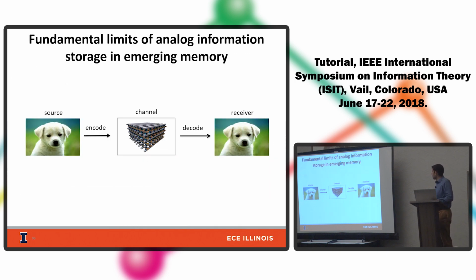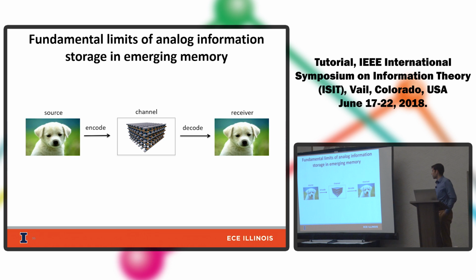Okay. All right, so now let me go to another vignette, which is storing analog information in these emerging phase change memory systems. And so here, again, we want to make use of the physical properties of the channel as much as we can. Right? These are these analog systems.